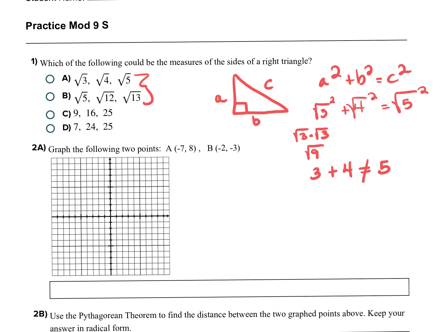So A is not, nor is B, because 5 plus 12 does not equal 13.